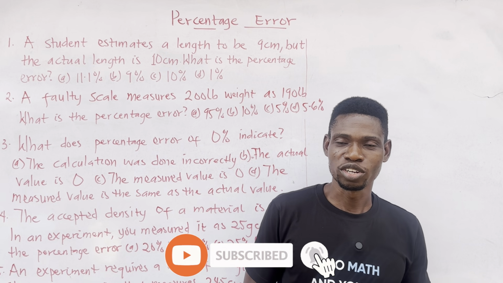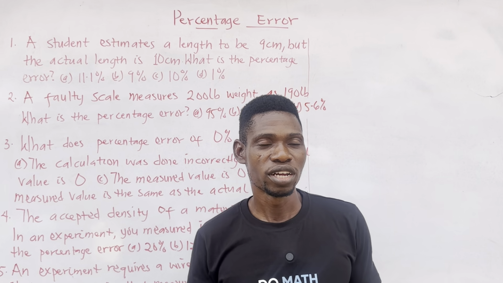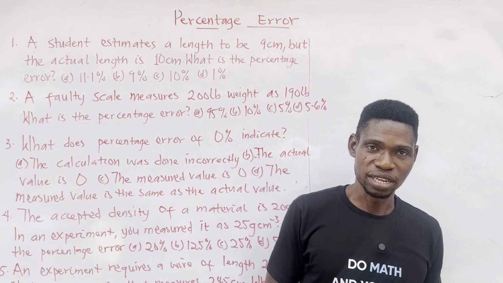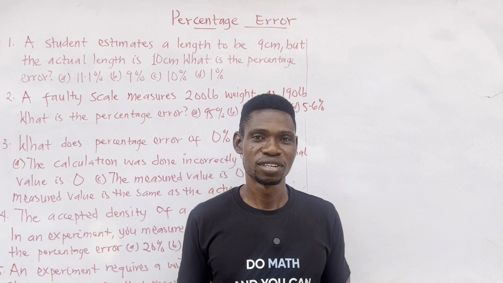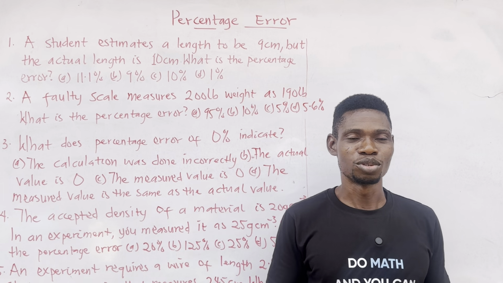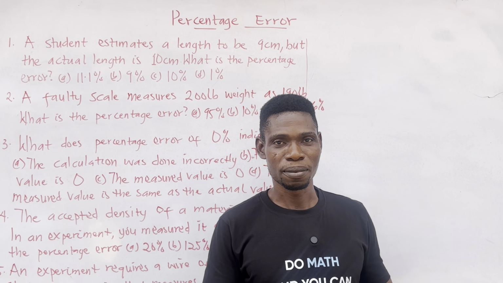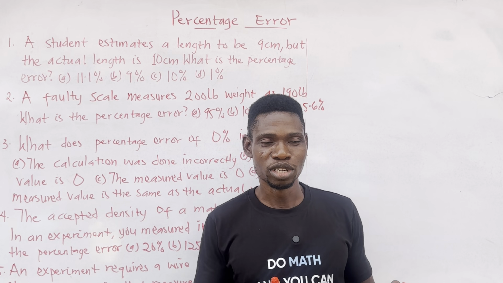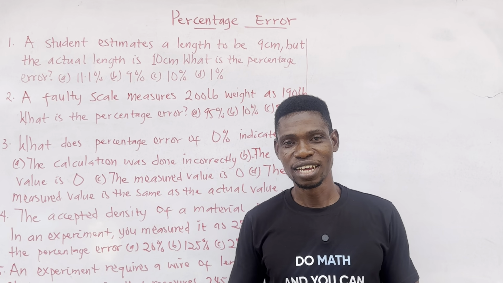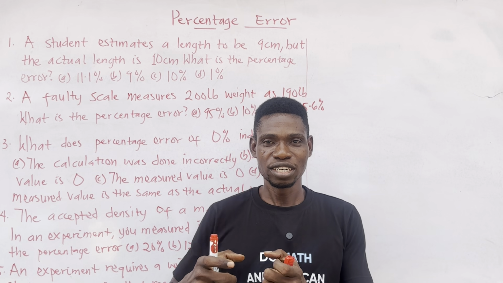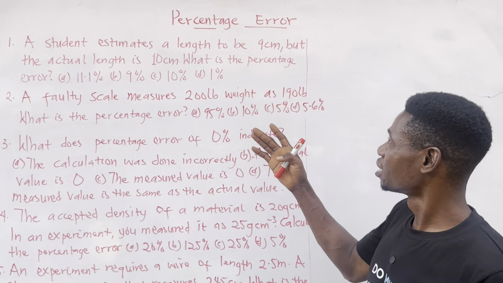Today in our series, we are going to be looking at percentage error. Now, when measurements take place, there's a tendency to be an error. Let's say you have to measure a length and the actual length is 10 centimeter. There's a possibility you measure it as 9.5 or 10.5, over or less. So the magnitude of that error is what we give as percentage error.